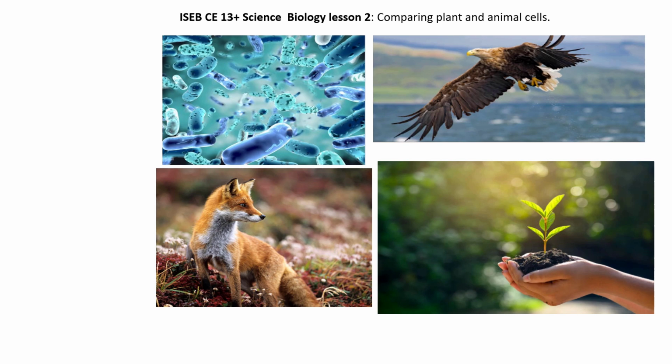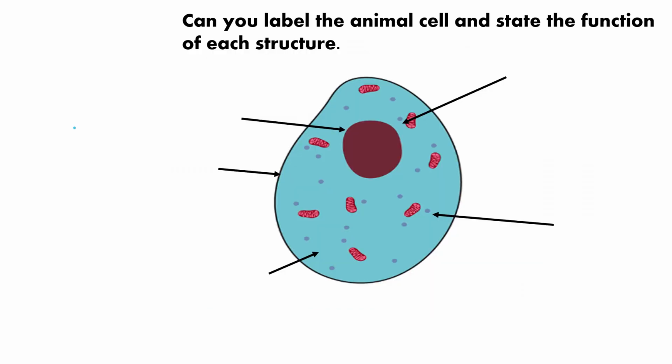Okay, all living things are made of tiny biological units called cells. Here we have an eagle, a plant, a fox, and some tiny microbes called bacteria, and all of these contain cells. The first cell that you have to know about is known as the animal cell. Can you label the animal cell and state the function of each structure?